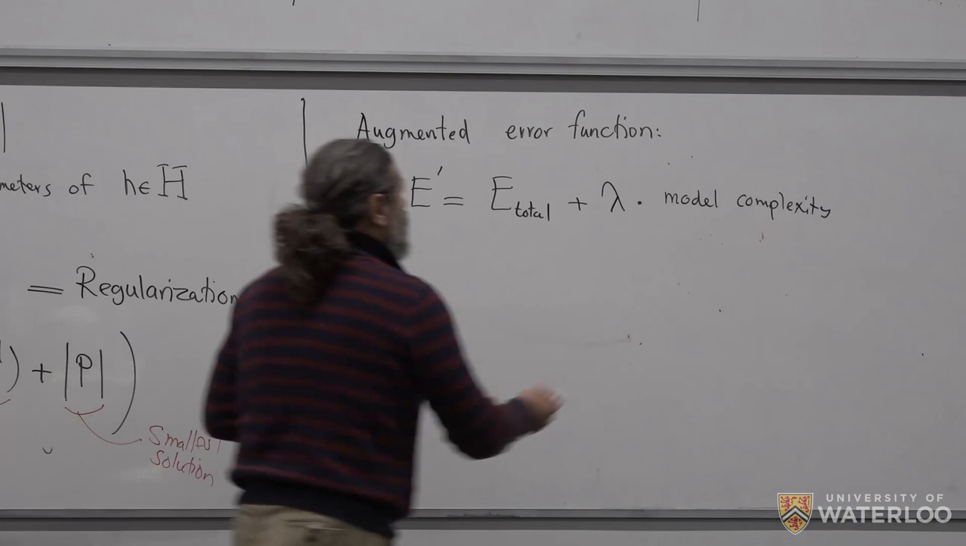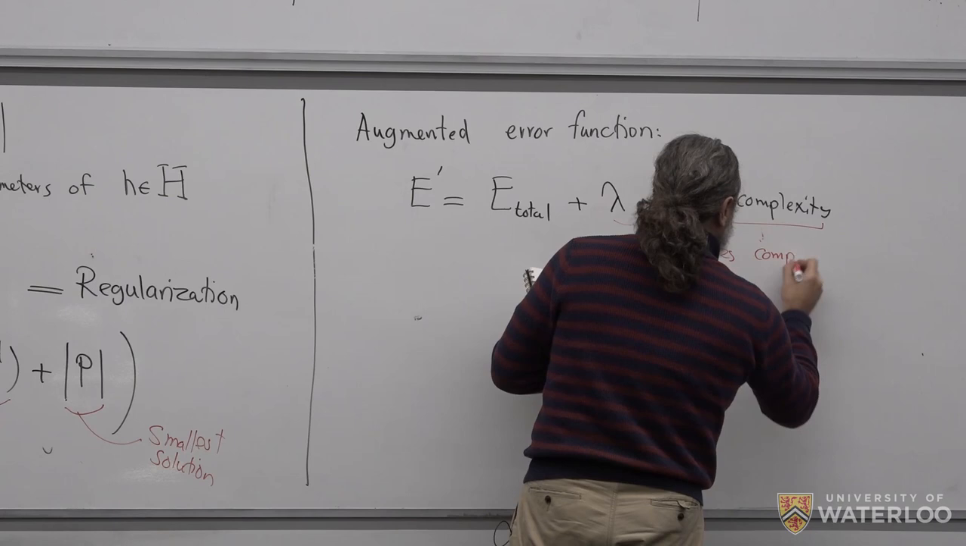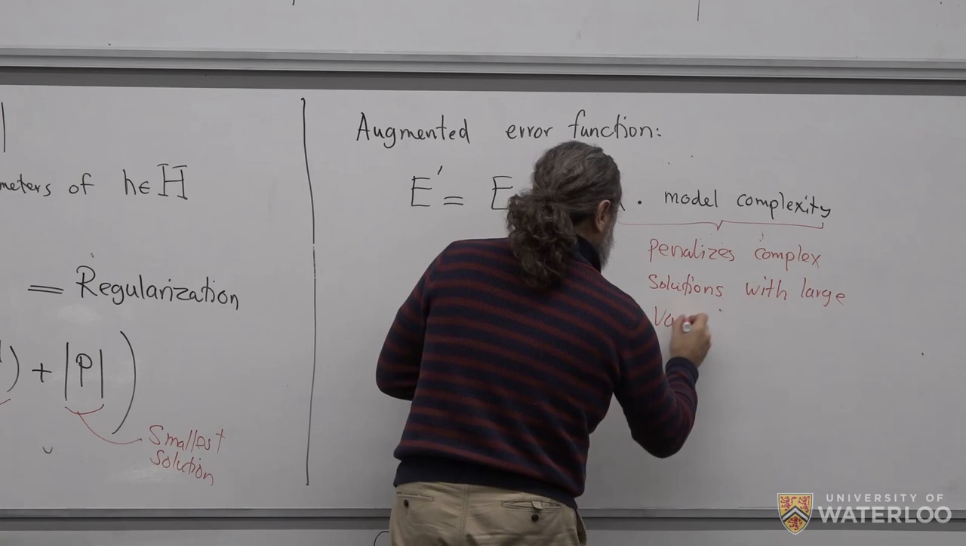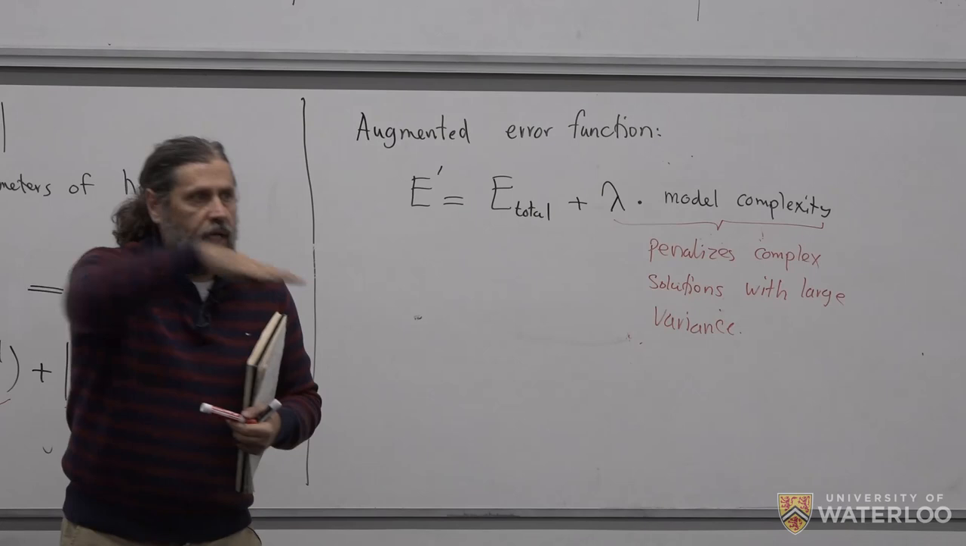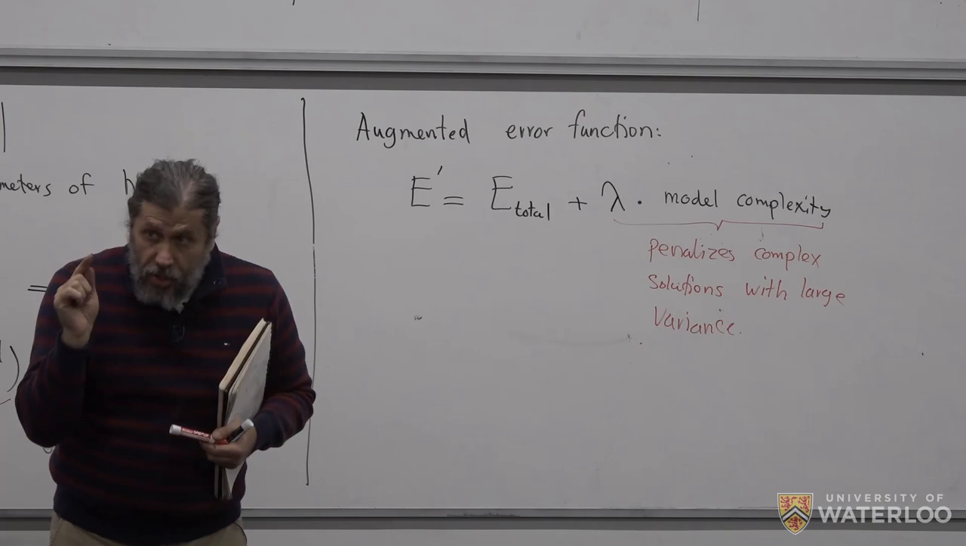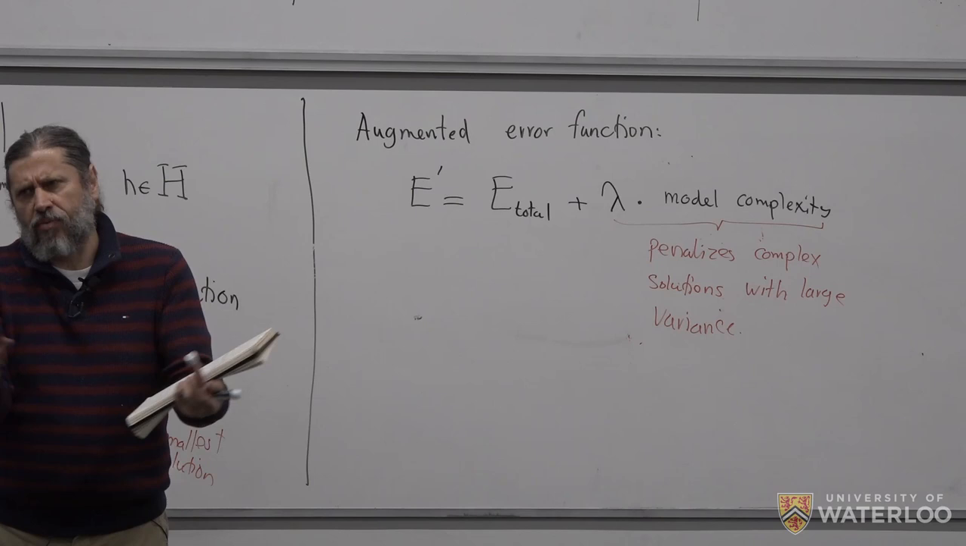So this will penalize complex solutions with large variance. Which variance are we talking about? Training accuracy, testing accuracy. Training accuracy, testing accuracy. 90%, 89%, 90%, 85%, 89%, 86%. That variance should be low. There should be agreement between training and testing, if everything is working according to the plan.